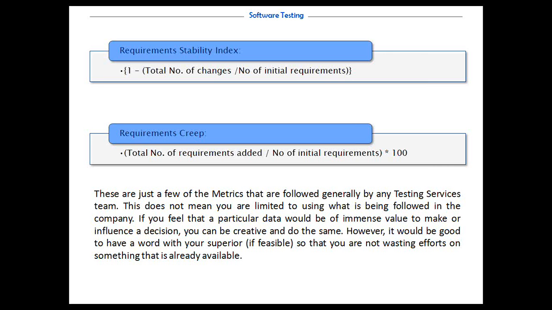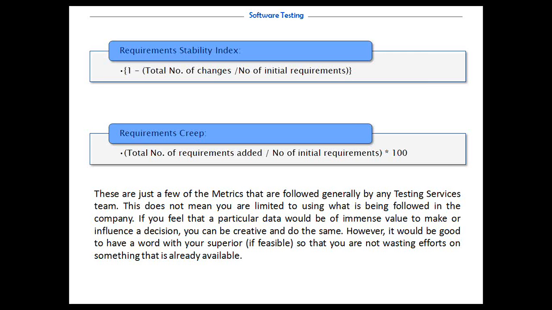However, whenever you have a thought about introducing a new metric, it's always best to have a discussion with your superiors or somebody higher up, if feasible, just to make sure that such a metric is not already available in your system, because it would be a waste of time to redefine something which is already existing.